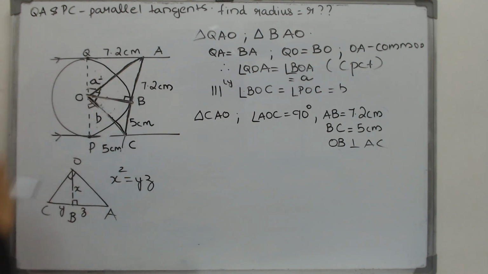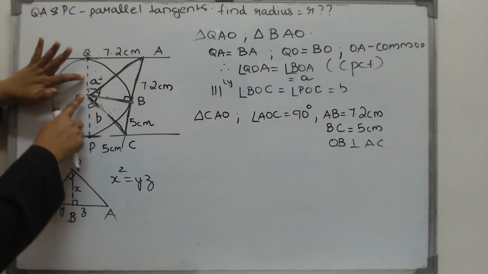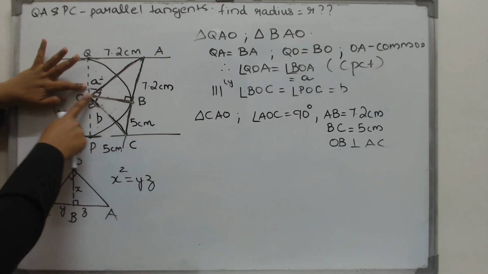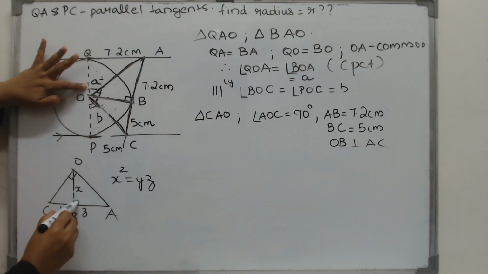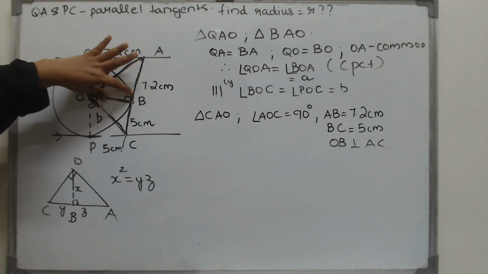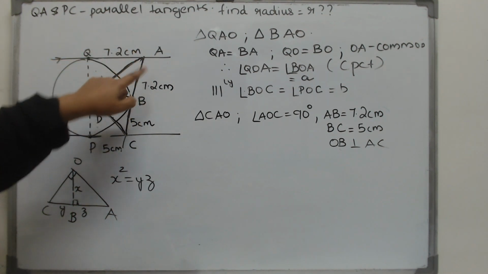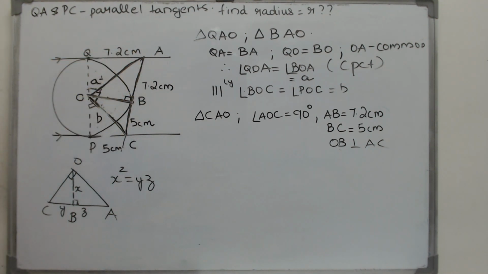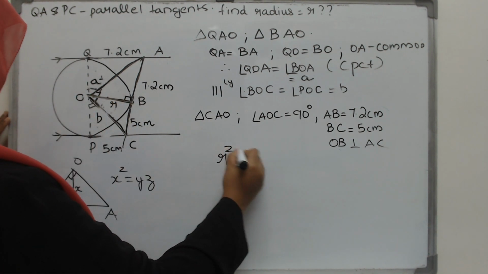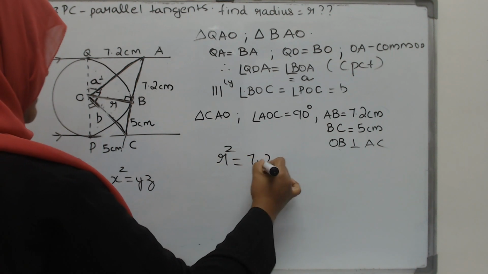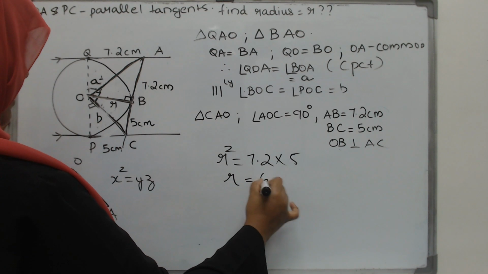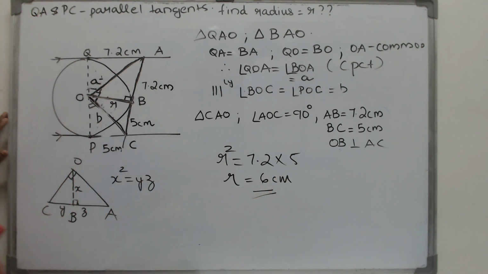Bring the same situation here. You see a right angle here. You see the hypotenuse, and to the hypotenuse you see this perpendicular line. Then the square of this perpendicular line is equal to the product of these two sides. Or in other words, this is r, the radius, which means its square is equal to 7.2 into 5, which is 36. So r is equal to 6 centimeters.